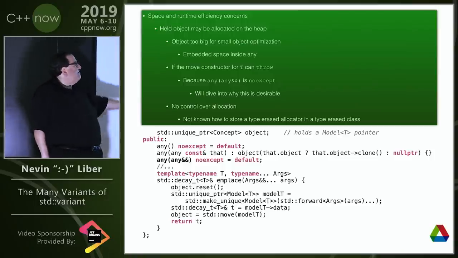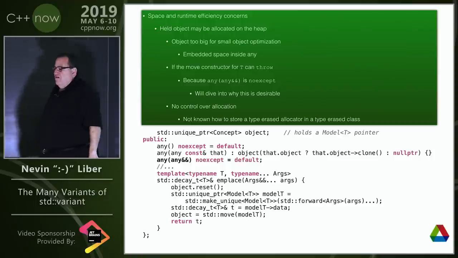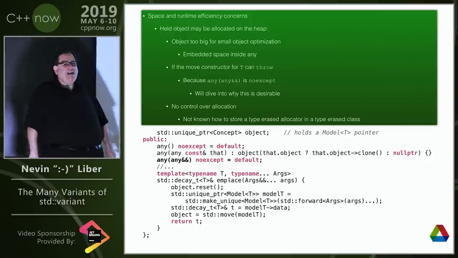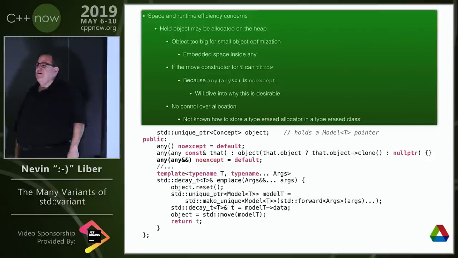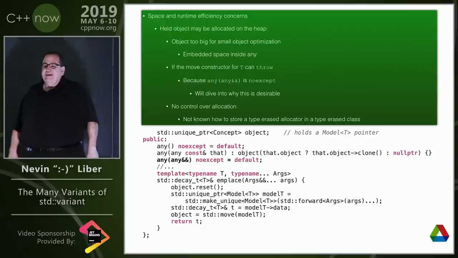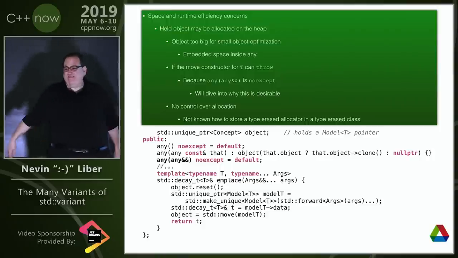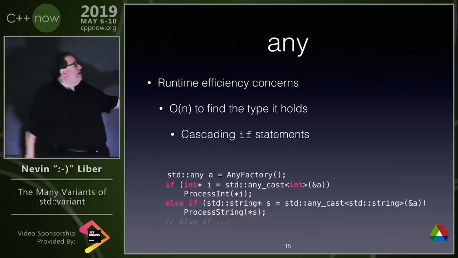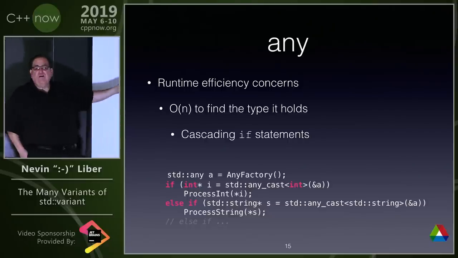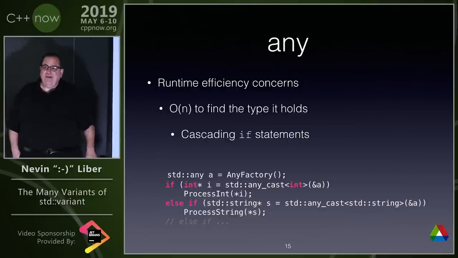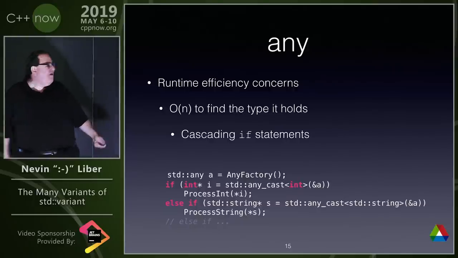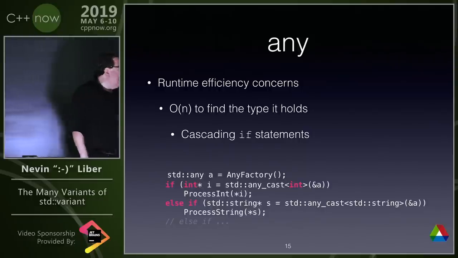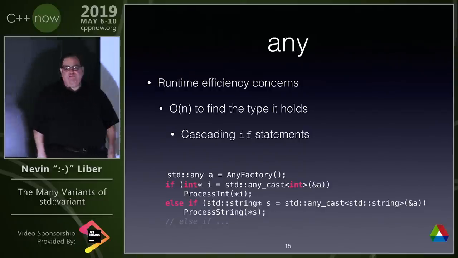And the other problem with any is that there's no control over the allocation. The original proposal had allocator support, but we don't know how to store a type erased allocator inside a type erased class. And the other problem with any is that it's basically order n to find out what it holds. If you know it holds one of five types, you have to basically have a bunch of cascading ifs. This is slow.